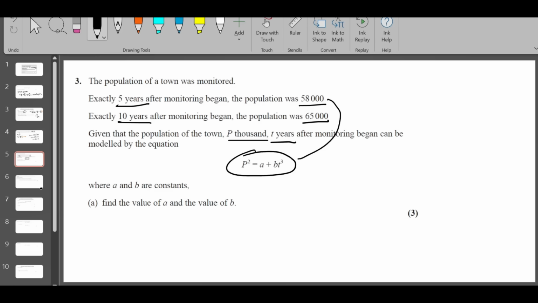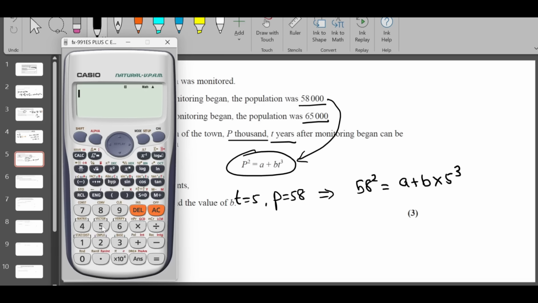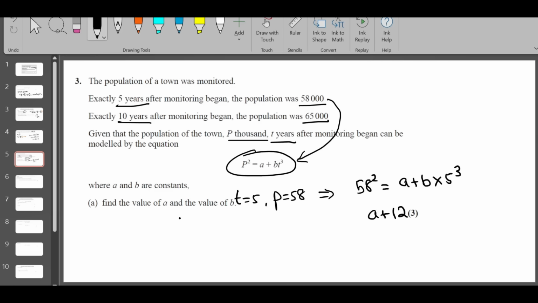So we're going to sub in the first one. You replace T by 5, P by only 58, not 58,000. So you will get P squared is equal to A plus B times 5 cubed. 5 cubed is 125, 58 squared is 3364. So you will get A plus 125B is equal to 3364. Take it as equation 1.